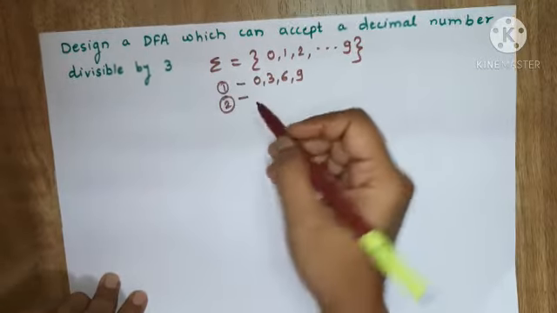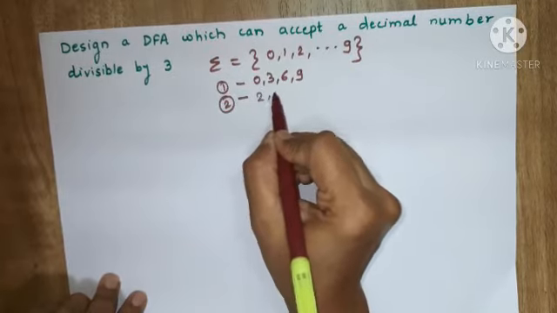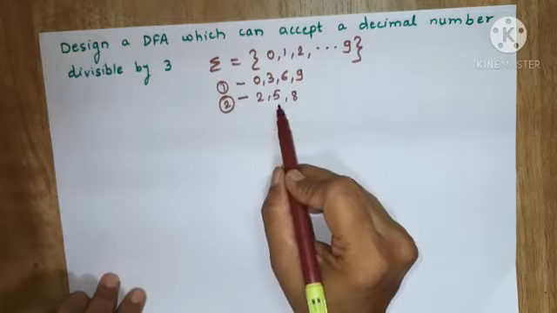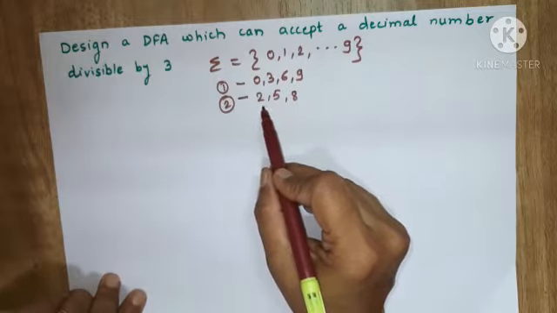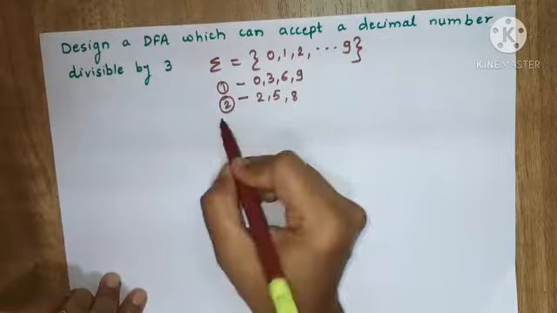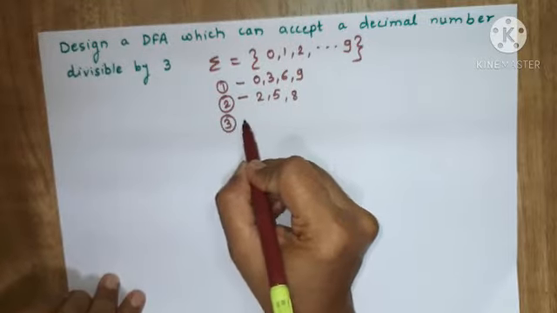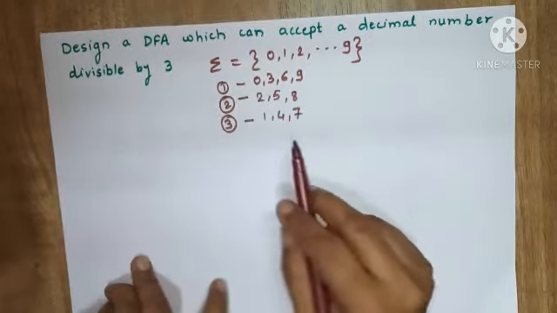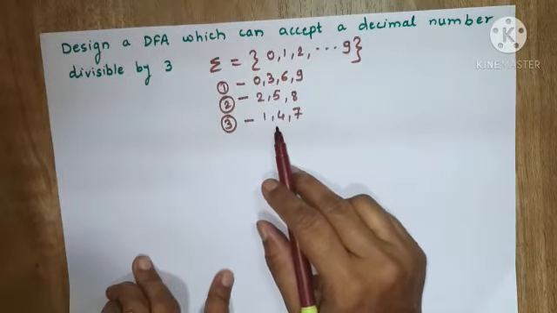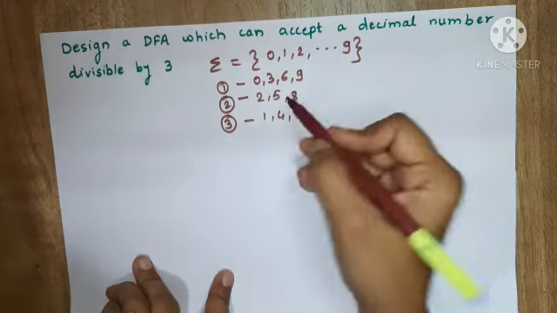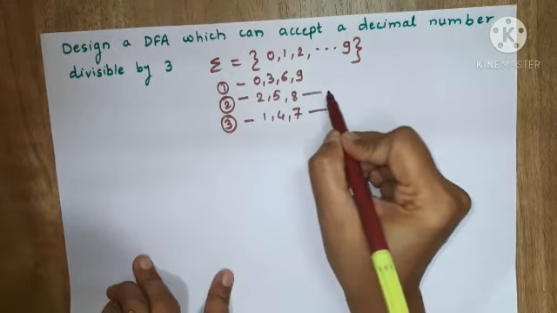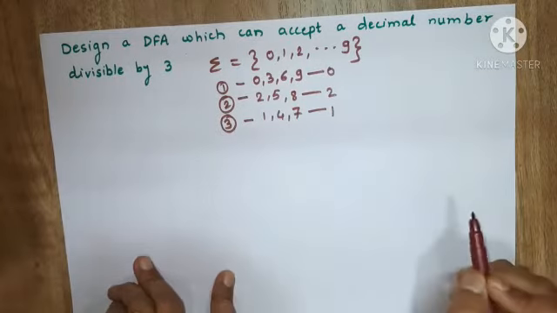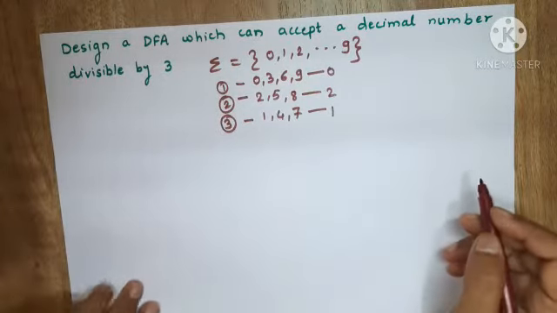Then the second is the numbers 2, 5 and 8. If I divide these numbers by 3, I will get remainder 2. And the third group is 1, 4 and 7. If I divide these decimal numbers by 3, I will get remainder 1. So this has remainder 1, this has remainder 2 and this has remainder 0. And based on this we will show the transitions.